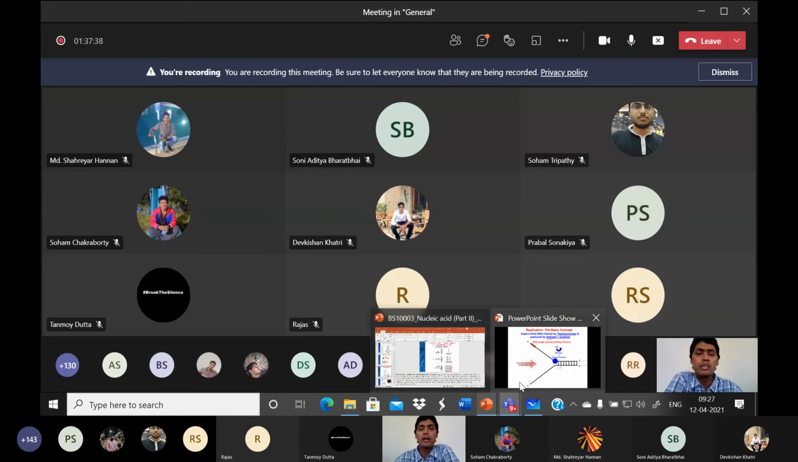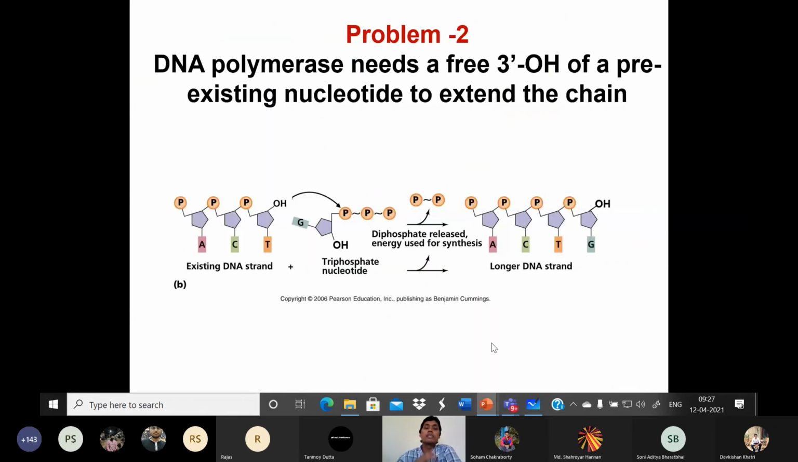So now, the second question. The first question I already discussed, right? That is how it can be single stranded and how you will remove that supercoiling constraint. The second problem is DNA polymerase needs a free 3' OH of a pre-existing nucleotide to extend the chain. One student already asked me a few minutes back how the first nucleotide will be added. This is a very difficult question to explain.